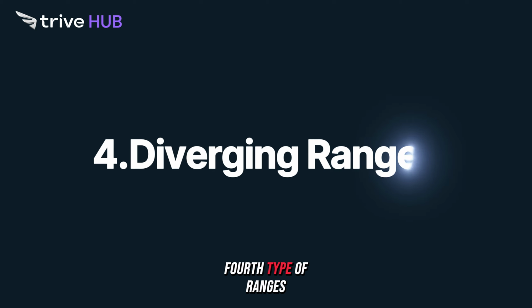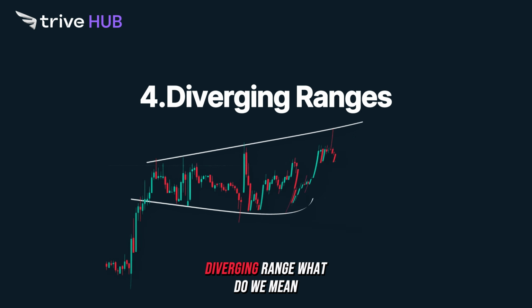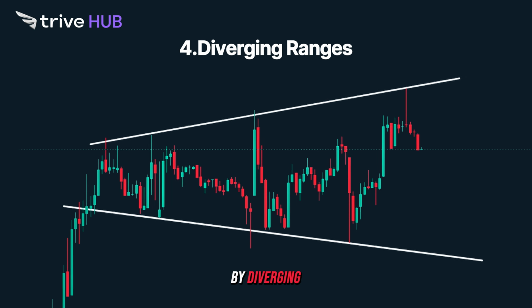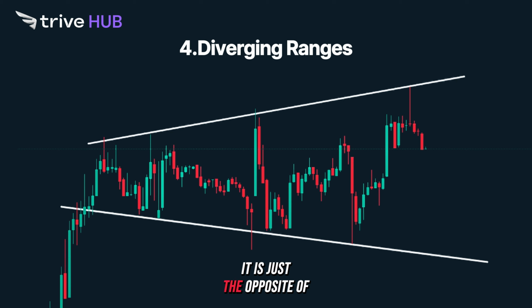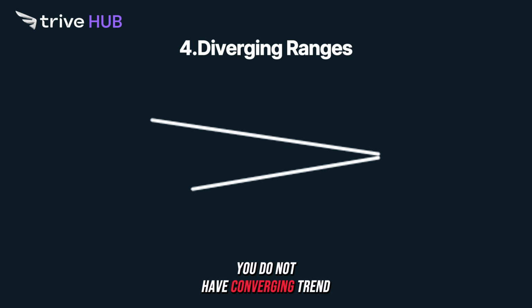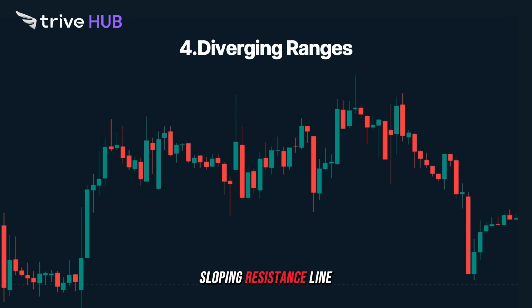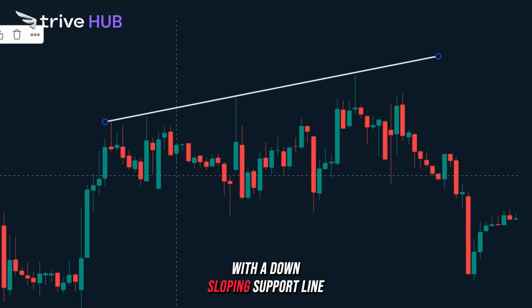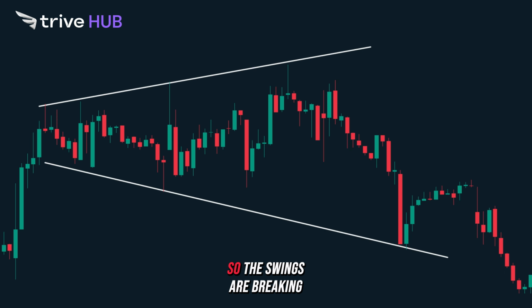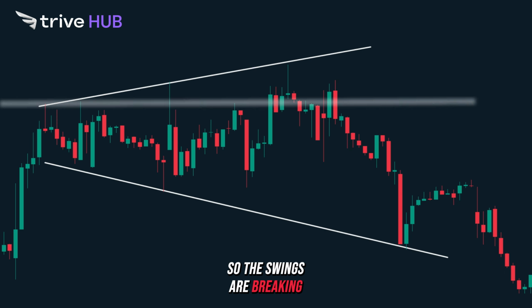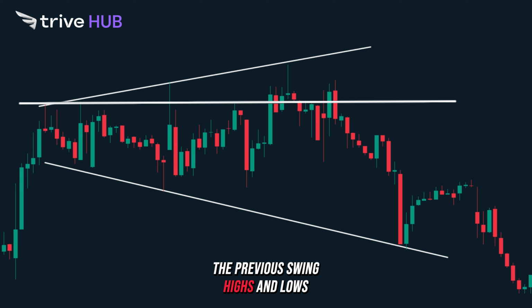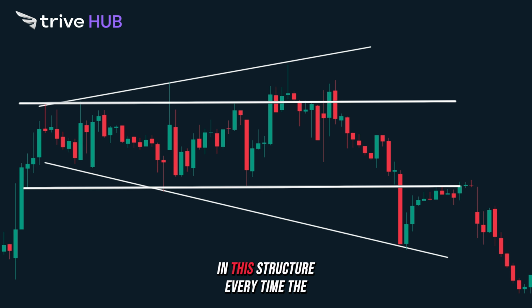Fourth type of range is diverging range. What do we mean by diverging? It is just the opposite of converging ranges. In diverging ranges, you do not have converging trend lines. It will have an up-sloping resistance line with a down-sloping support line. So the swings are breaking the previous swing highs and lows continuously in this structure.